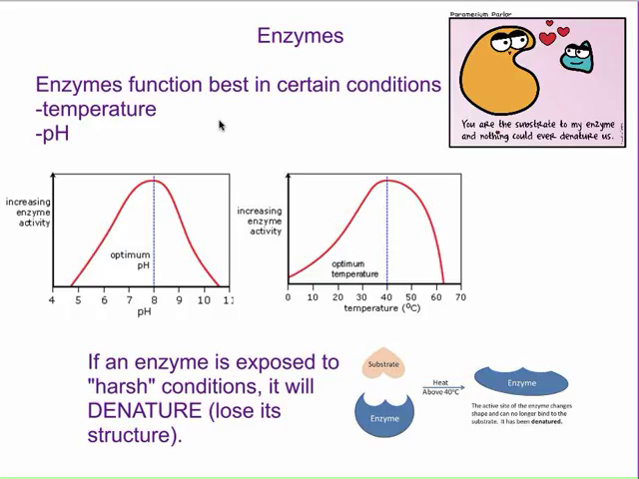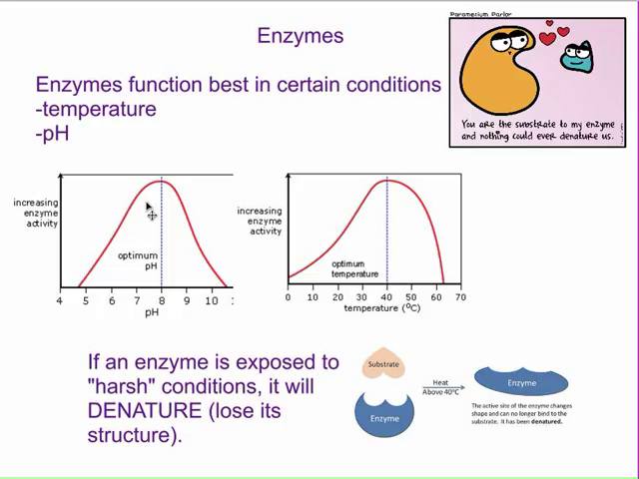If the pH of the stomach goes too basic, if the pH increases too much, then the enzymes will not function as well. And as you can see in the pictures, the further you get away from the optimal pH, the less the enzyme functions. Same for temperature. The further that the environment is away from the optimal condition, the less the enzyme functions.